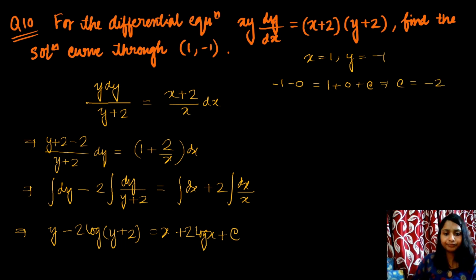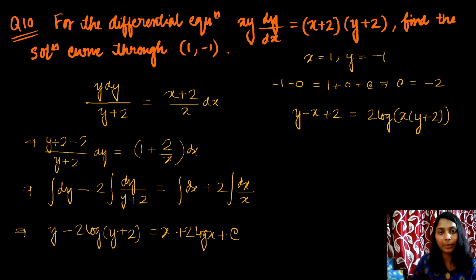So we can simplify it as y minus x, and as c is minus 2, if we take c to the left hand side, it will give plus 2, and there is 2 log x plus 2 log y plus 2, which can be multiplied like this, as log has a property that log a plus log b equals log of ab. So this is the solution of this differential equation which passes through the point 1, minus 1.